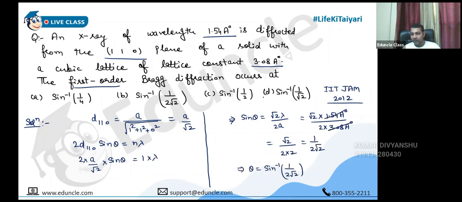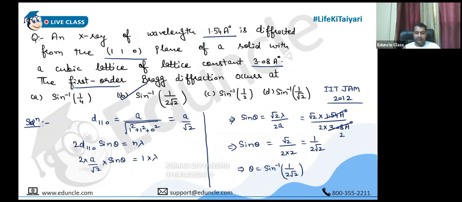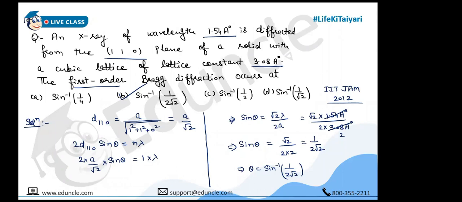This got cancelled with this one. So that's why root 2 by 2 into 2. So then root 2 got cancelled with one of the 2's in the denominator. Yes, Tamya, correct. So B option again. So you can see all are very easy. Please check. Clear? Yes, sir.